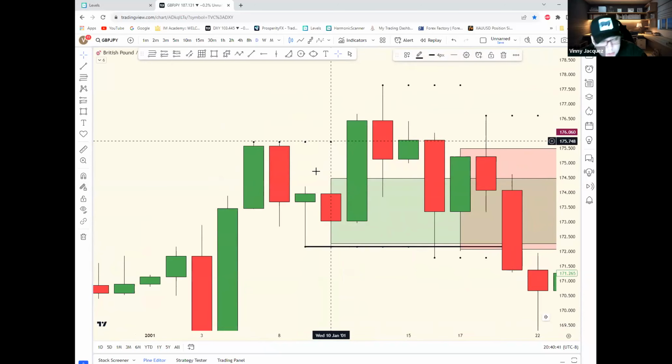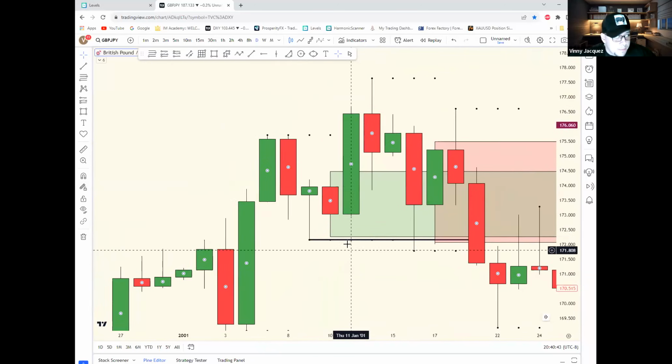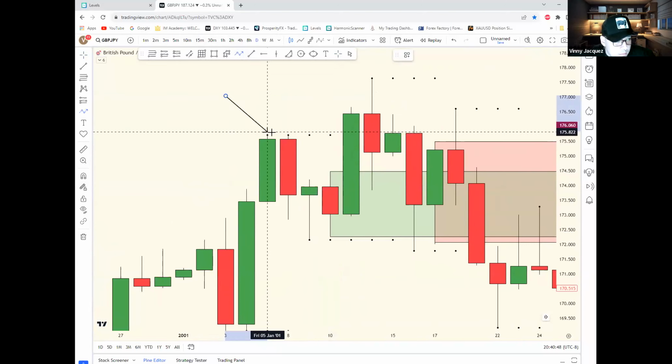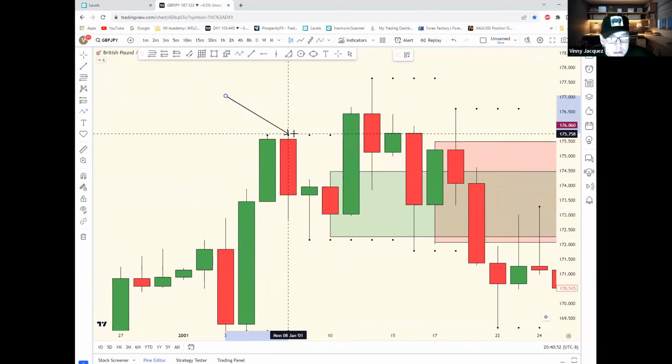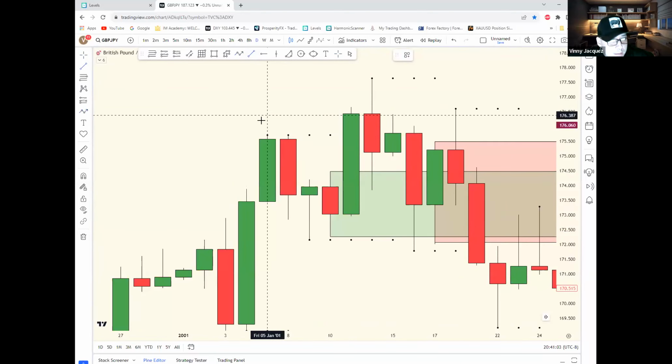All right, let's break it down. Do you see these dots right here? Okay, that's my higher high. It could be one candle, 2 candles, 3 candles. Honestly, the more candles, the better. But look, we do break above, yes or no?